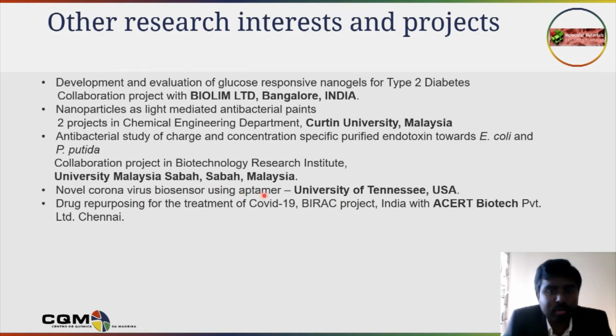We are working on in silico models with Professor Michael at the University of Tennessee at Chattanooga, USA, and we are also working on drug repurposing for treatment of COVID-19, which is a project funded by the Indian government with ACRT Biotech. It is also a small-scale biotech company in India.